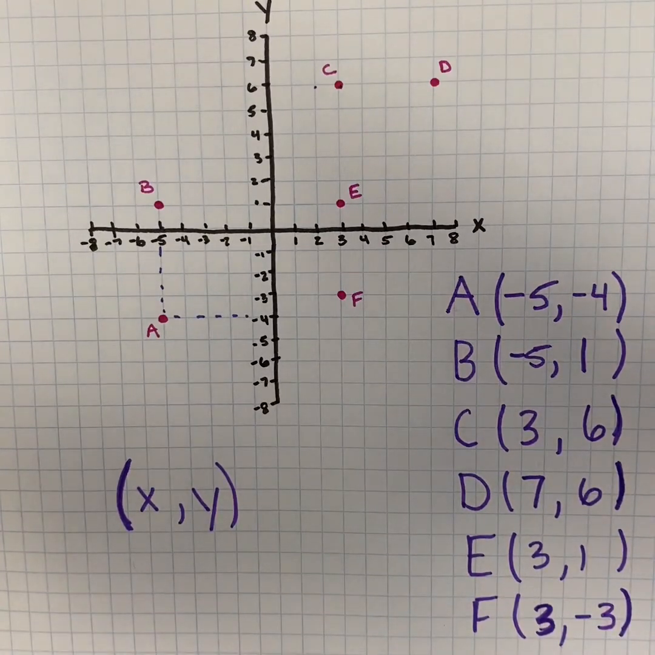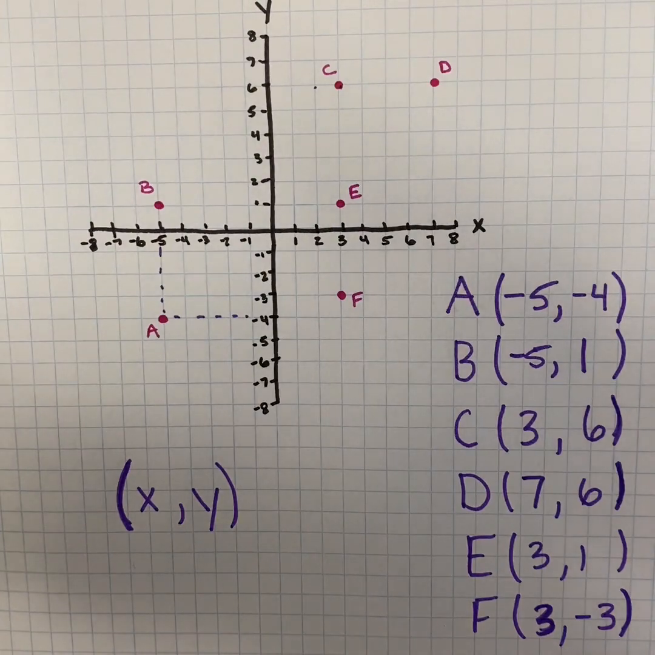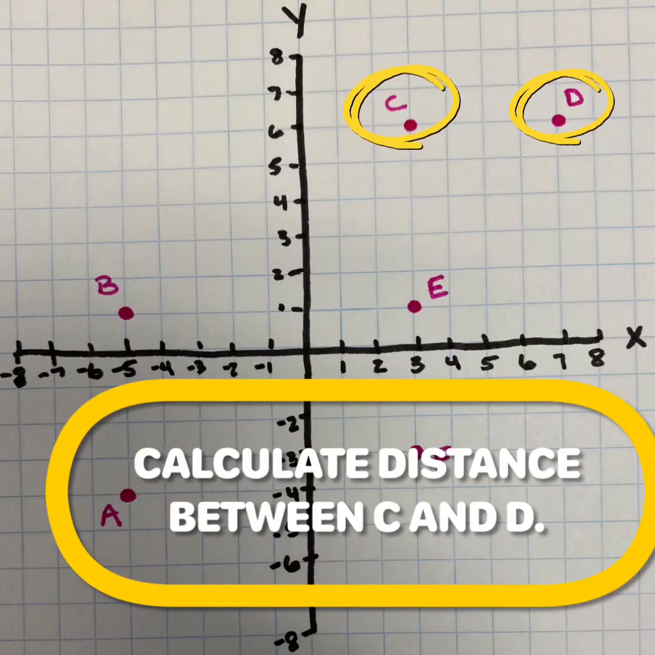We have all of our points determined, and now we can talk about finding the distance between these points. So let's first calculate the distance between C and D. This is going to follow our typical pattern of distance where you would actually subtract these two numbers from each other to find out the distance between them.